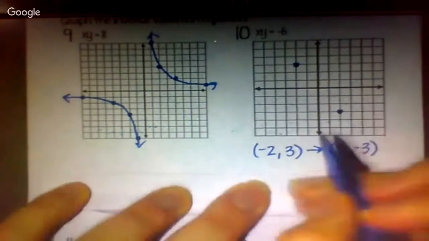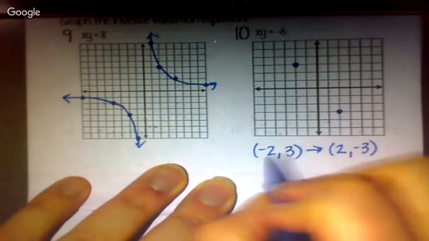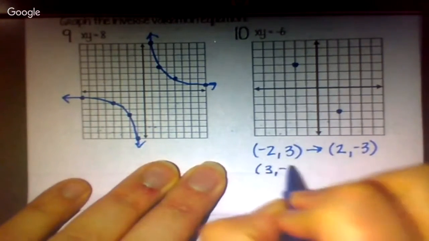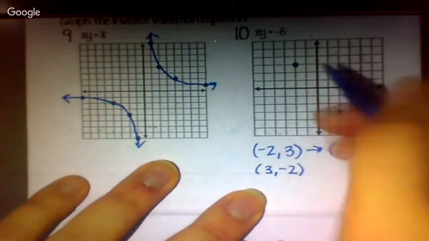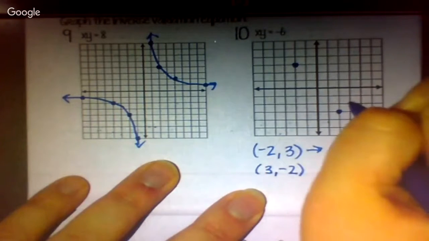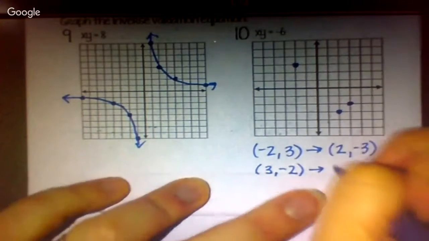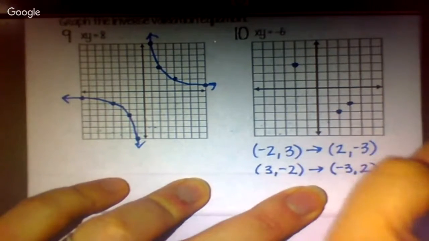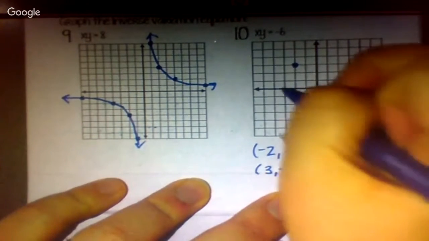I can also switch where these numbers are. I can do 3, -2, because that also gives me -6. So 3, -2. I can also switch my signs. -3 times +2 will give me -6.